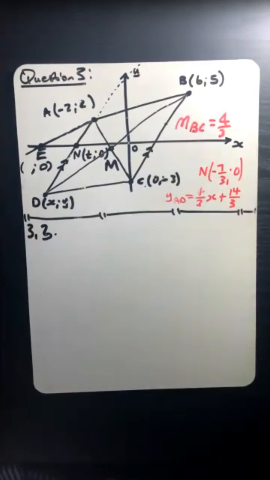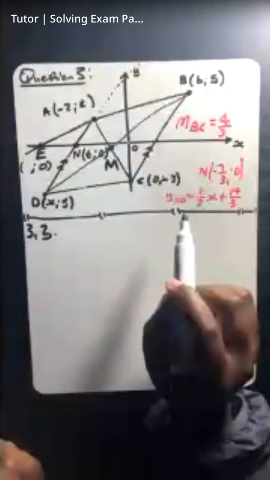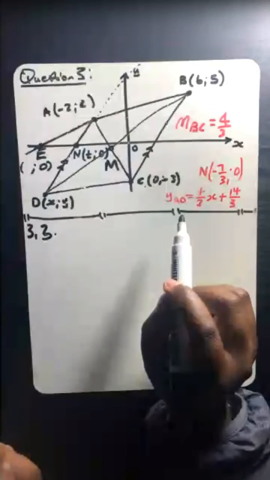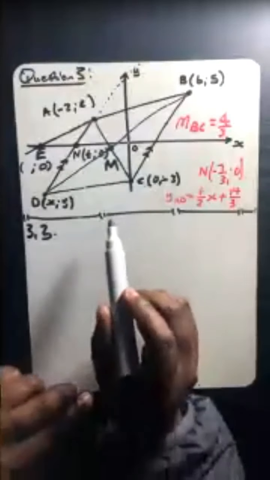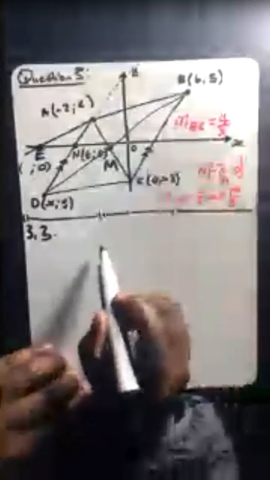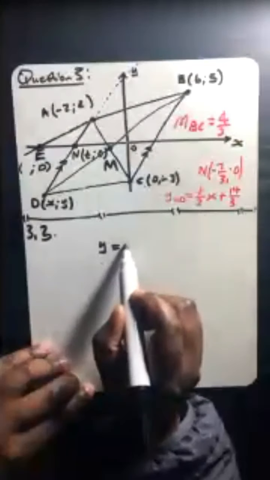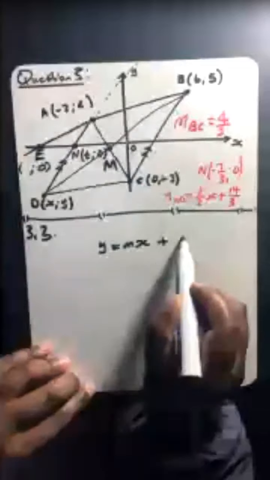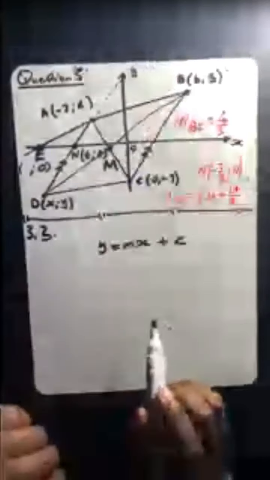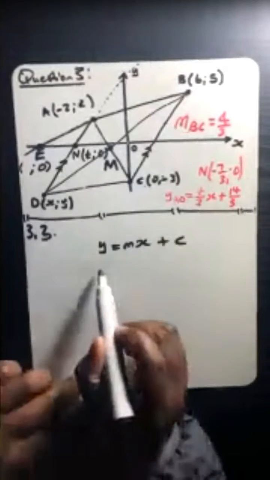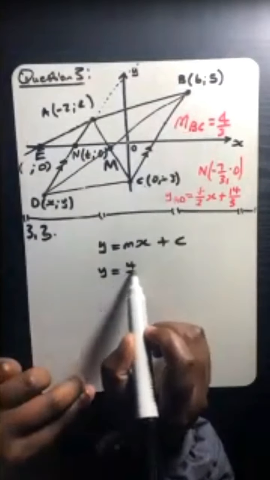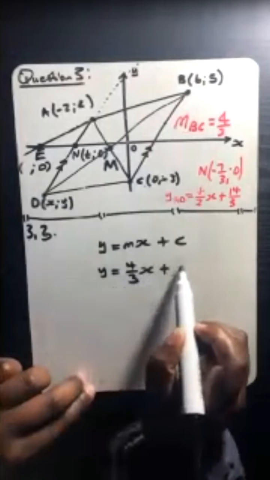Okay, so this is how you do it, guys. I've asked what could possibly be the gradient of BC. If it came as a question, this is the first thing you do. Because you know BC is a straight line, write y is equal to mx plus c, the general equation of that line. You know very well that the gradient is 4 over 3. That means you have y equal to 4 over 3x plus c.